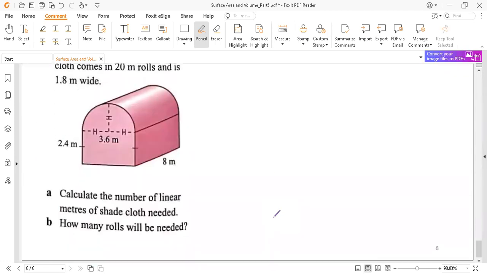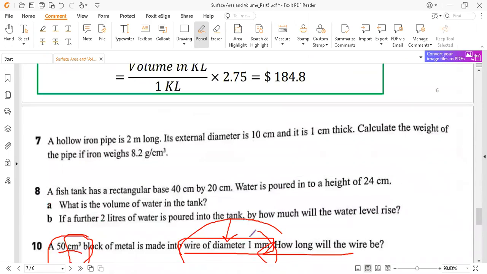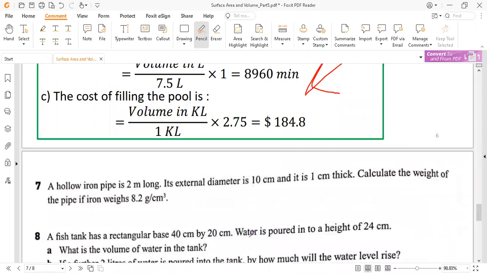So these are all the exercises that I wanted to solve, and you can have the remaining ones as self-assessment.